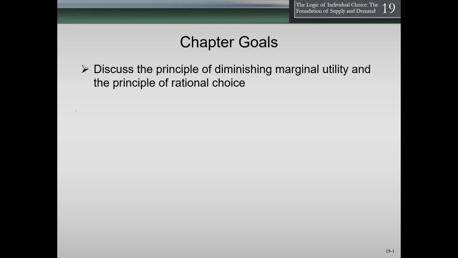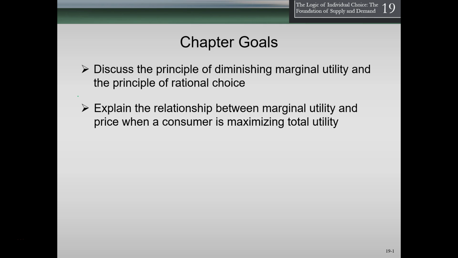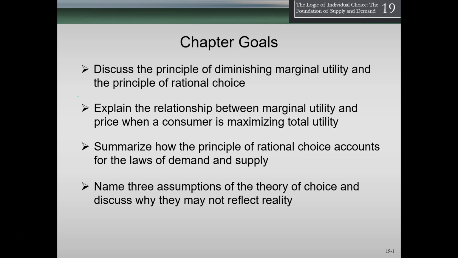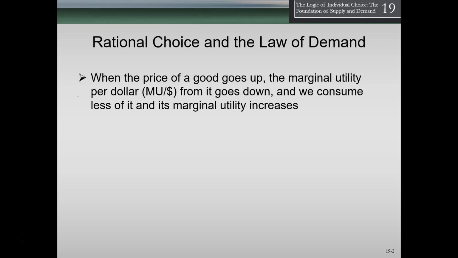Hello, in this lecture we're going to continue our discussion of the logic of individual choice, the foundation of supply and demand, chapter 19. Remember that our goals are to discuss the principle of diminishing marginal utility and the principle of rational choice, explain the relationship between marginal utility and price when a consumer is maximizing total utility, summarize how the principle of rational choice accounts for the laws of demand and supply, name 3 assumptions of the theory of choice, and discuss why they may not reflect reality.